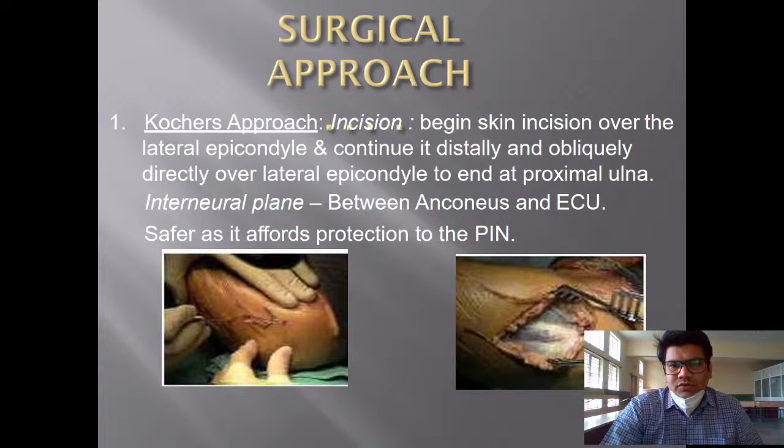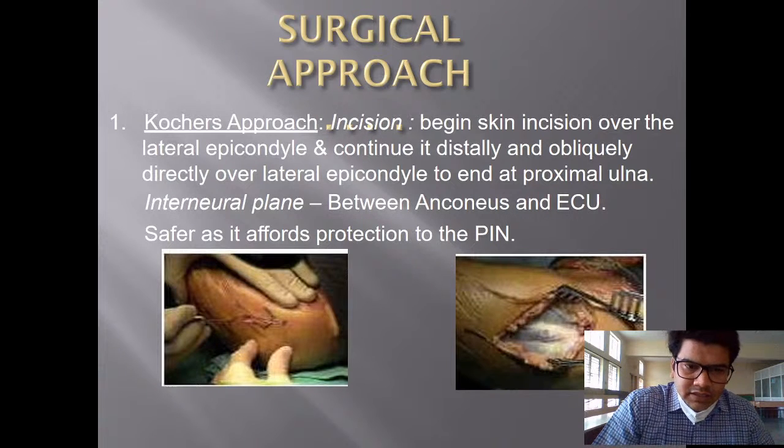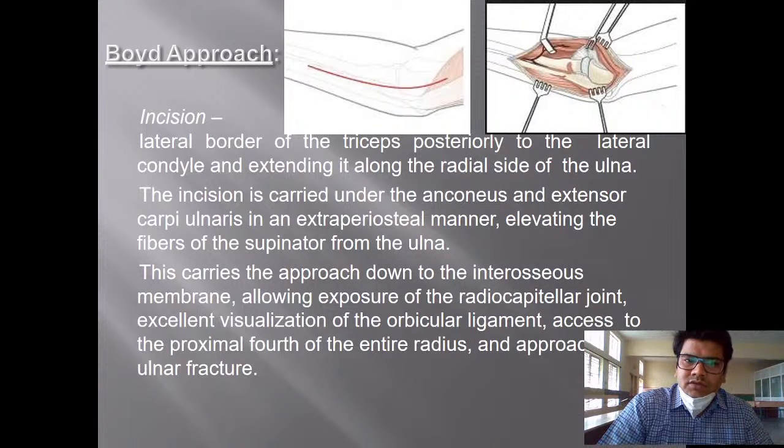The surgical approach is Kocher's approach, Kocher's J approach. It employs an internervous plane between the anconeus and extensor carpi ulnaris. The anconeus is supplied by the radial nerve, and the extensor carpi ulnaris is supplied by the posterior interosseous nerve. So the internervous plane is between these two muscles. This approach protects the posterior interosseous nerve. The next approach is Boyd's approach.